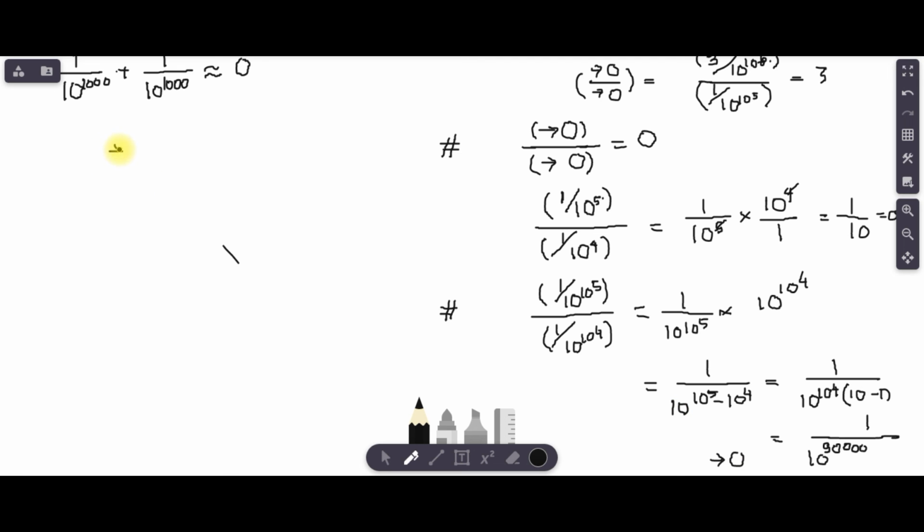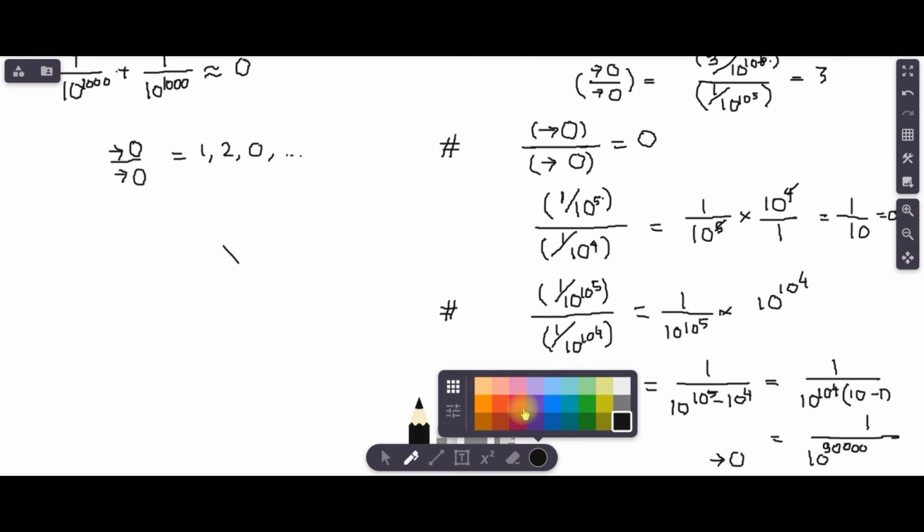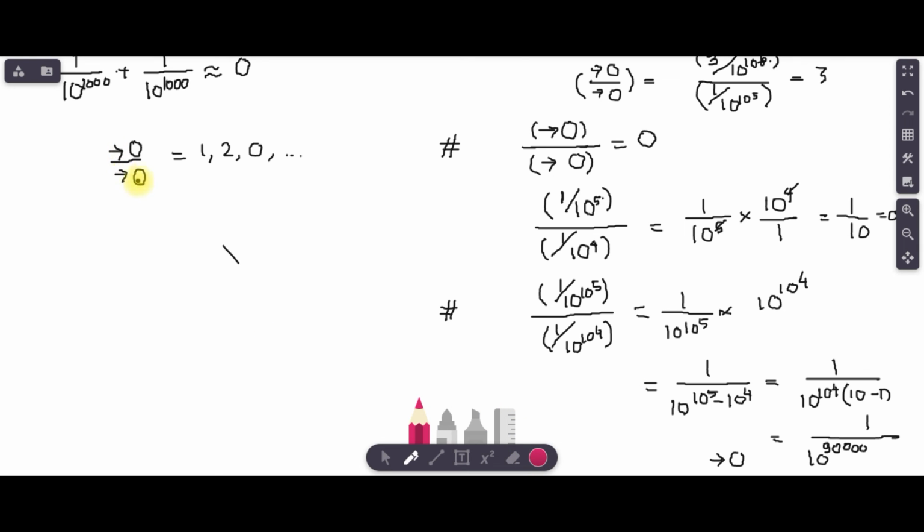So now concluding, tending to 0 by tending to 0, we got the answer to be 1, 2, 0. Depending upon the ratio of these two numbers, we can get any number depending upon the values. If I put it in the box, this is an indeterminate form. The result is not known definitely in advance, so it's an indeterminate form.